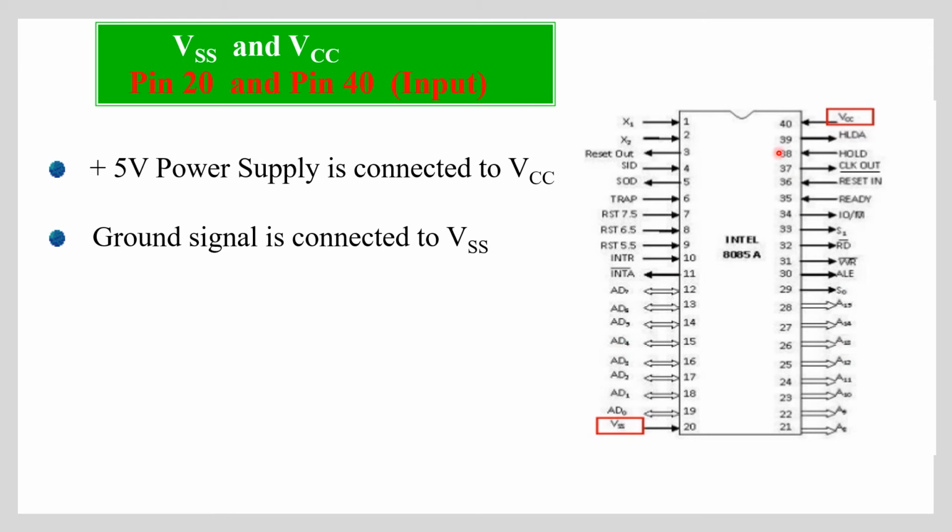The last pin of the 40 pin IC, the 8085, is the 40th pin, VCC. Pin number 20 is VSS and pin number 40 is VCC: plus 5 volt and ground. The plus 5 volt power supply is connected to pin 40 and ground is connected to pin number 20. So 8085 works on a 5 volt power supply.